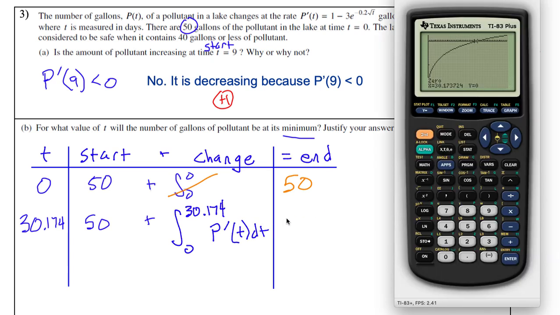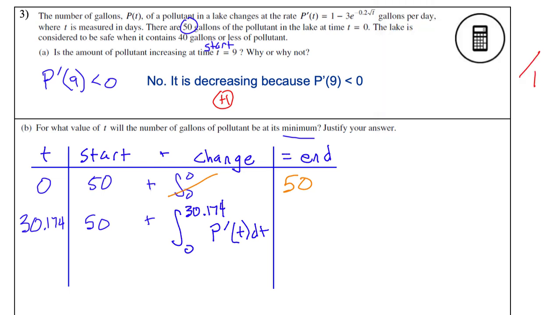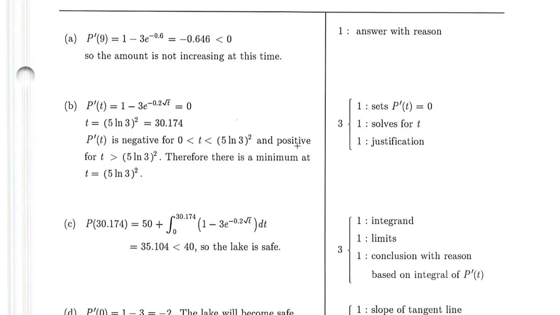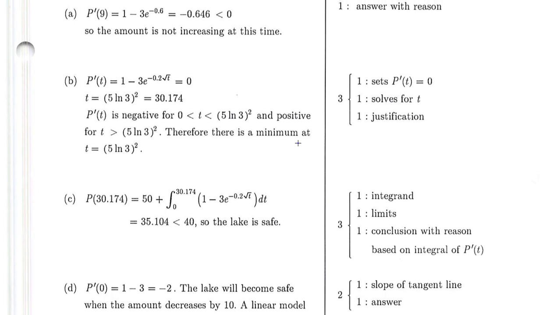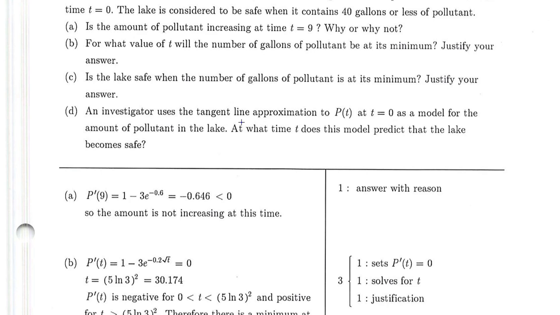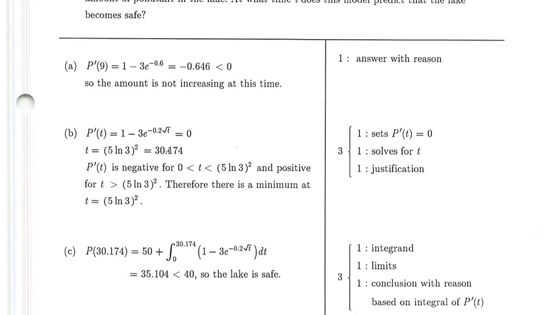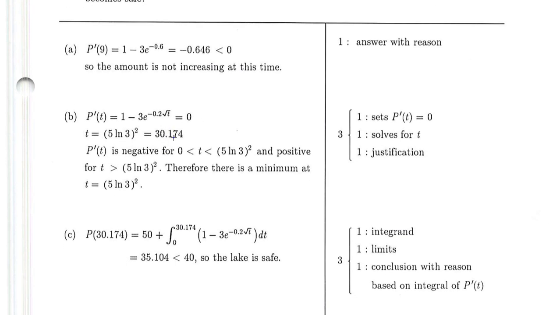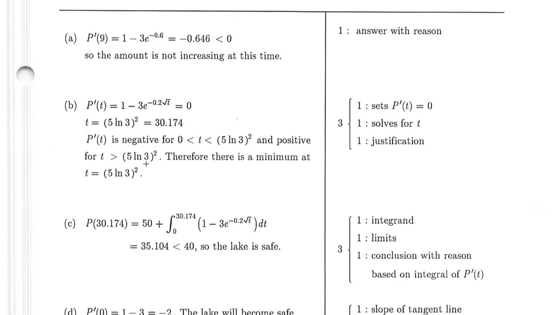So how do I find that guy? Well, I'm going to do Math 9, the integral, Vars, right, enter my y1 function with respect to x from 0 to 30.174. And I'm just going to go to the key because it'll be faster. Got 30.174, and we're left with 5 natural log of 3.